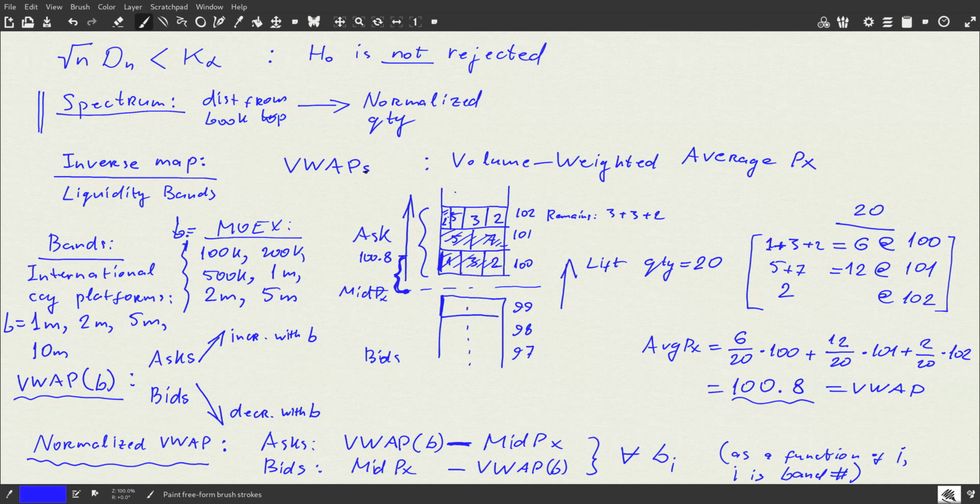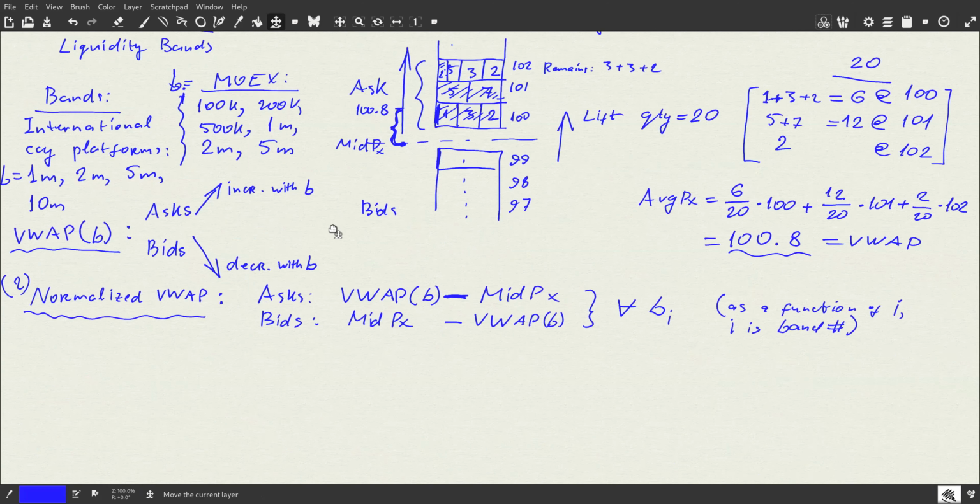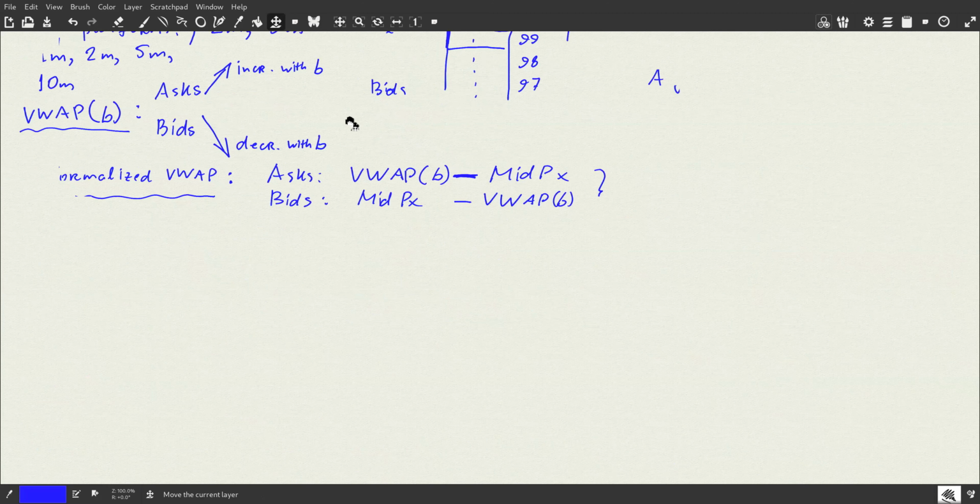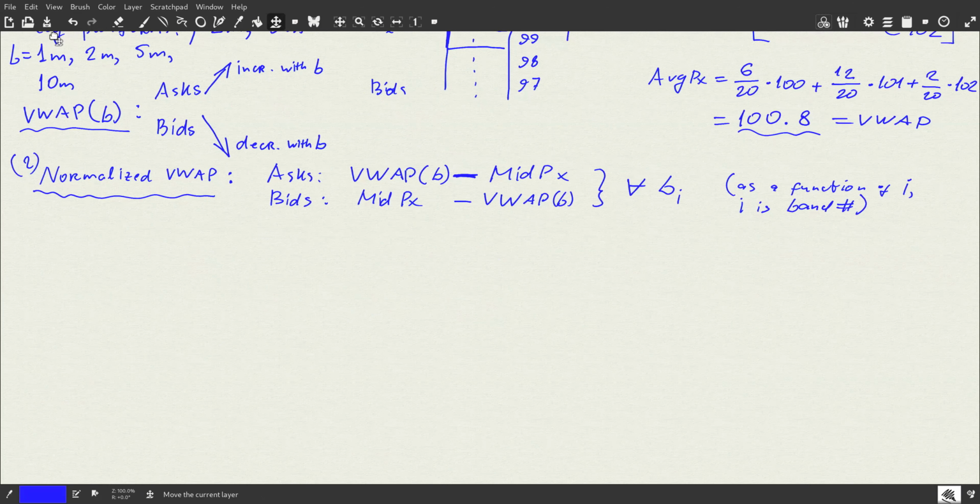First of all, yes, you're absolutely right. So let's say the feature number 1 is spectrum. The feature number 2 is the normalized VWAP as a function of a band. Yes, that's absolutely right. So feature number 3 is definitely the bid-ask spread. But can't we reconstruct the bid-ask spread from the VWAP of asks and VWAP of bids?